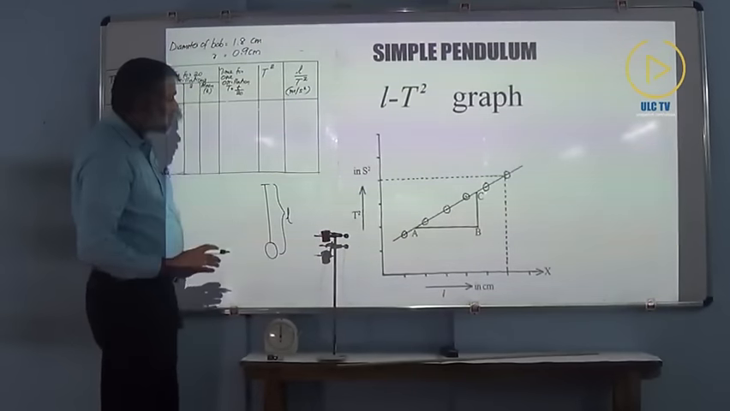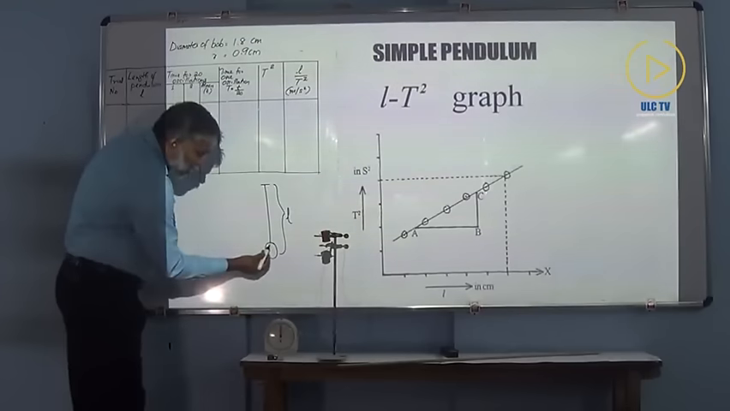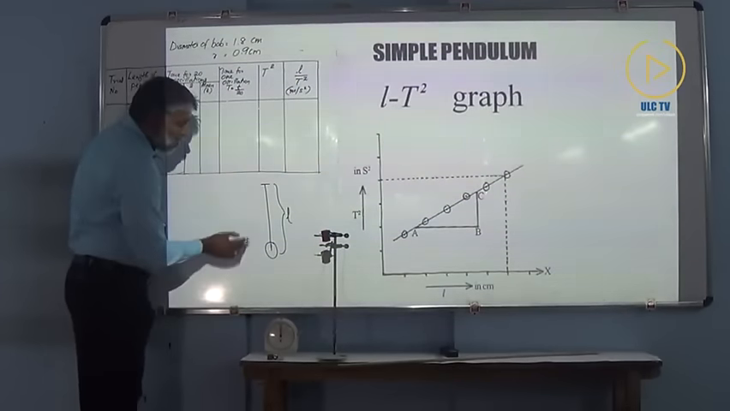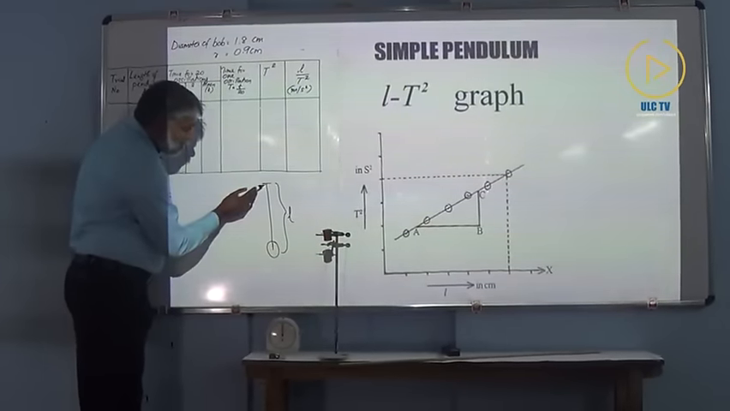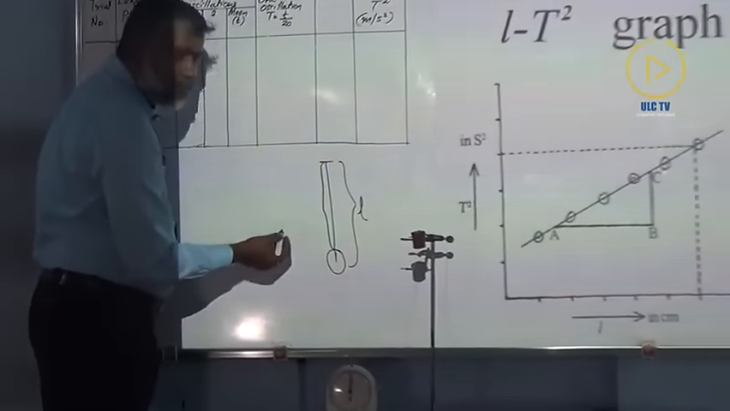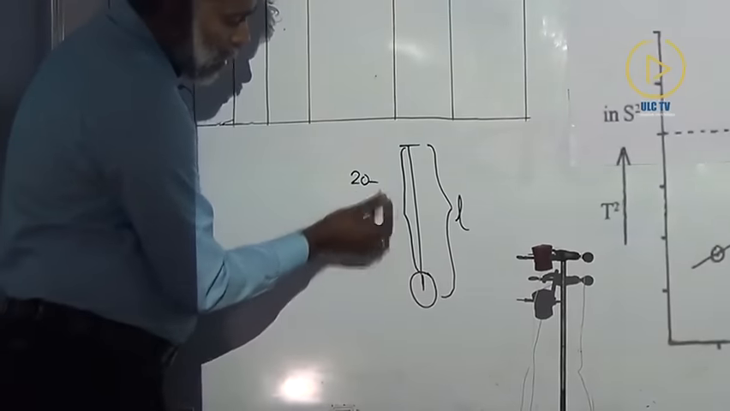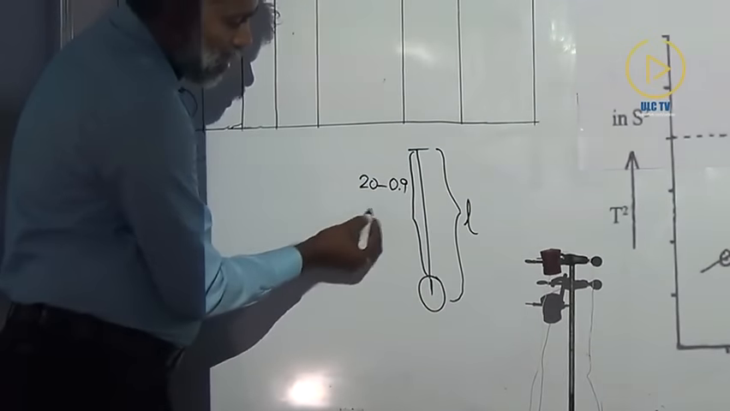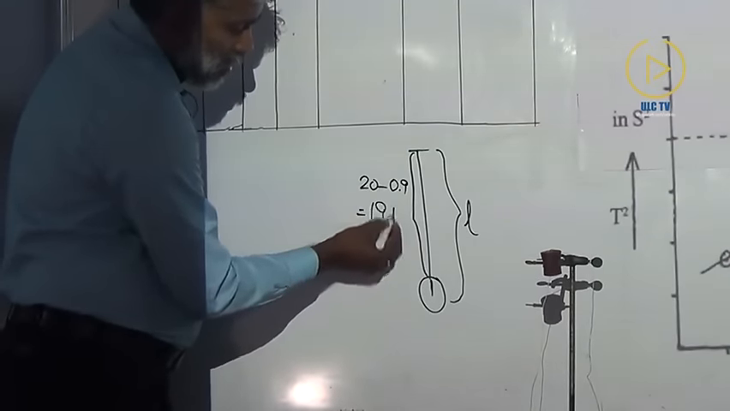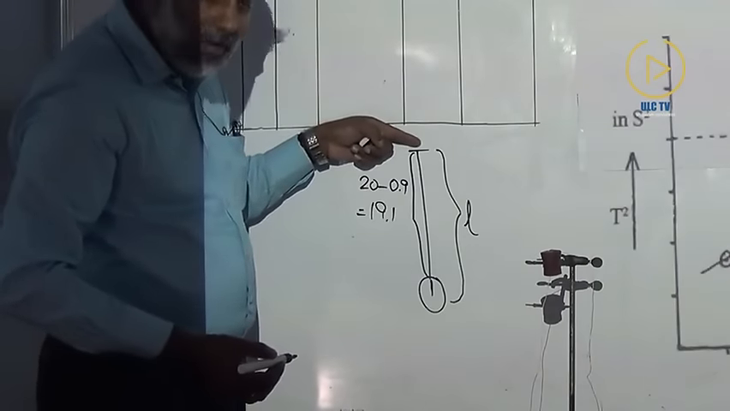Suppose I want to suspend the pendulum at 20 centimeter. We know the radius is 0.9. So the distance between the point of suspension and the top of the bob must be 20 minus 0.9. That is 19.1 centimeter.